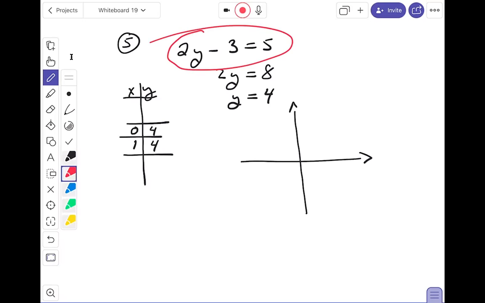And what do you get? 0, 4. 1, 2, 3, 4. Then what do you get? 1, 4. Let's draw the line through. What kind of line is that? That's a horizontal line. Y equals a number is a horizontal line, which is discussed in the lecture.